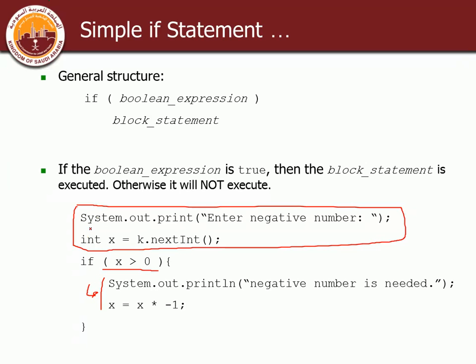Regardless of what this question is, I always display enter a negative number, and then I'm reading a number, and then I'm reading some number. I don't know if it's negative or positive. I'm going to check it later on. And then if I check that the number is positive, I'm going to do something. If the number is not positive, I'm not doing something. I'm not doing anything, actually.